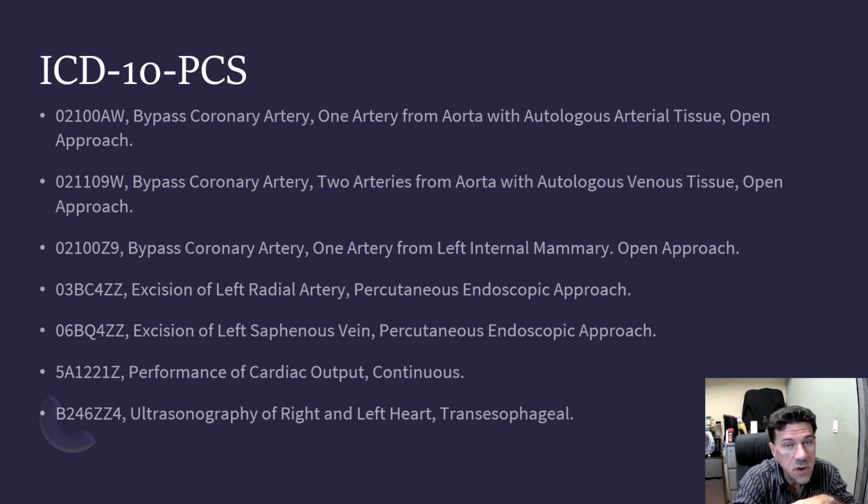Now we have the LIMA. The LIMA we have to code separately. It doesn't qualify as a device. All right, we explained it before. It's attached to the blood supply. So we have the bypass coronary artery, one artery, LIMA, to the left anterior descending.